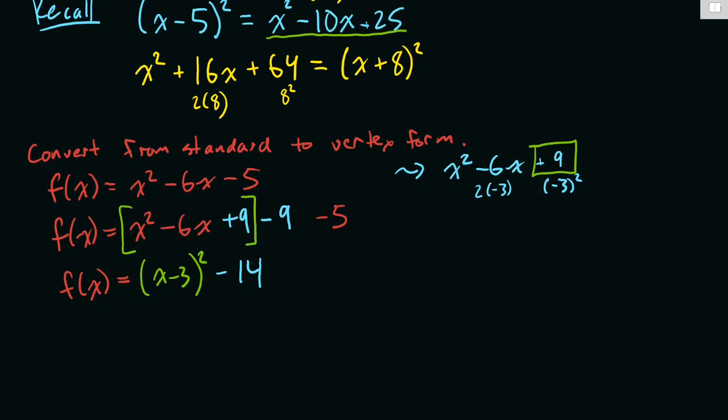And if we wanted to sketch this now, we've got it in vertex form, that's awesome. We can sketch this really quickly. Positive 3 on our x-axis, negative 14 on our y-axis. There's our vertex. We've got an a value of 1, so this is going to be our standard up-opening parabola, just like that. Oh, beautiful.